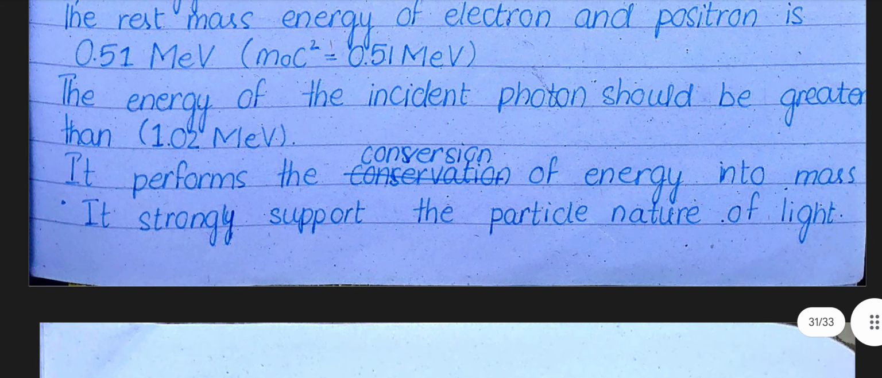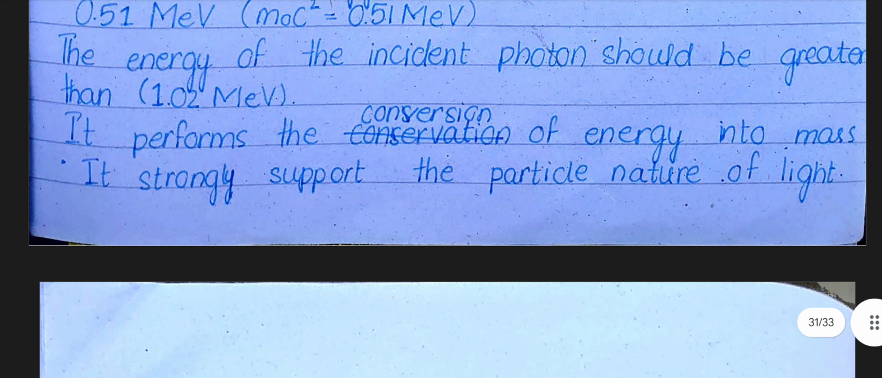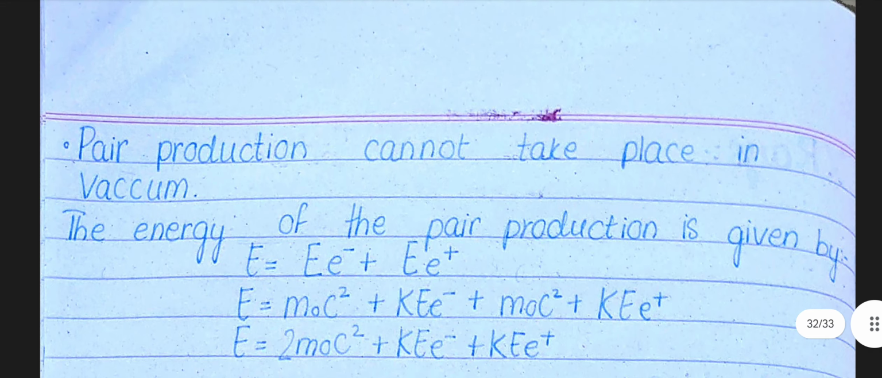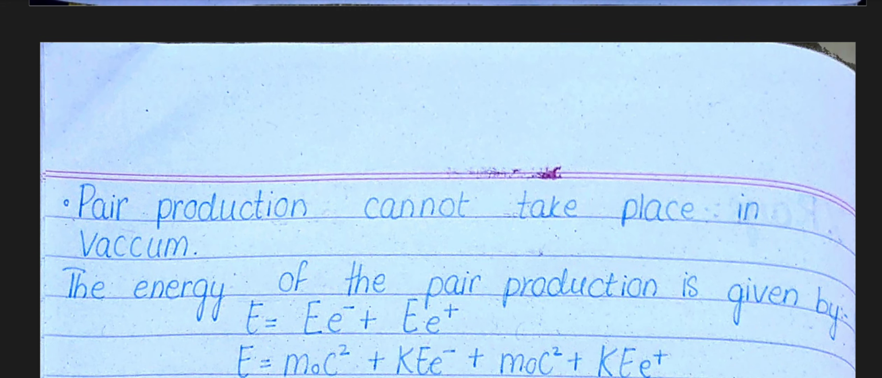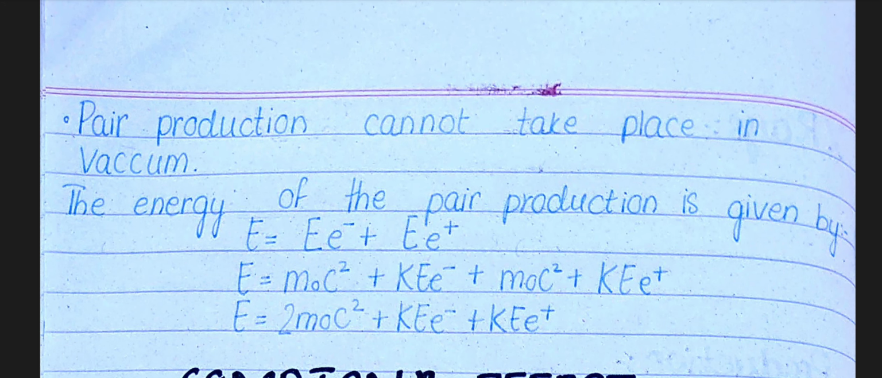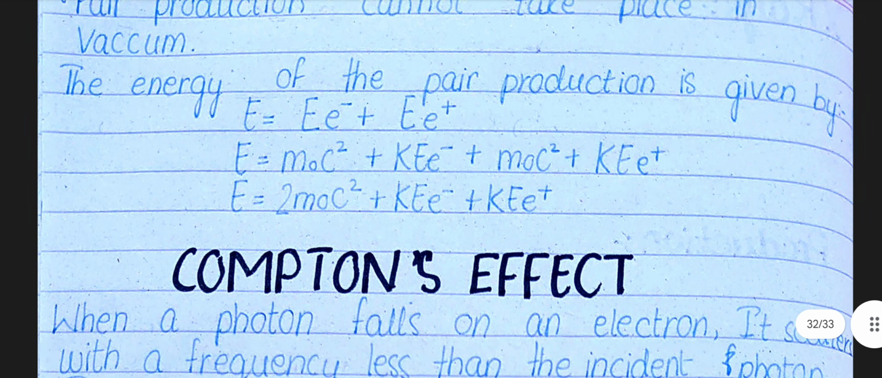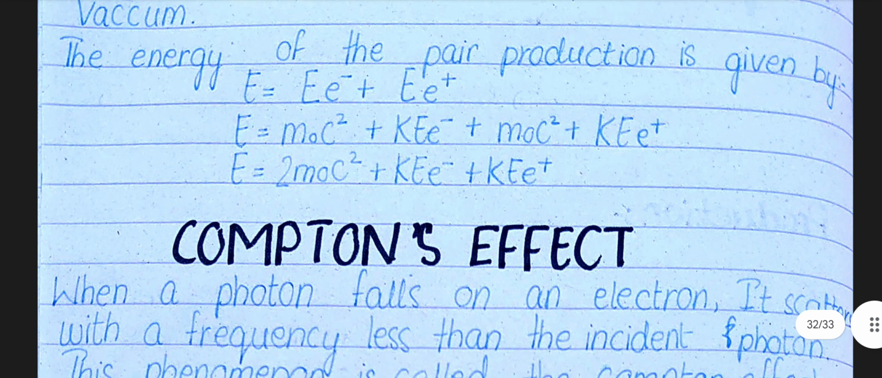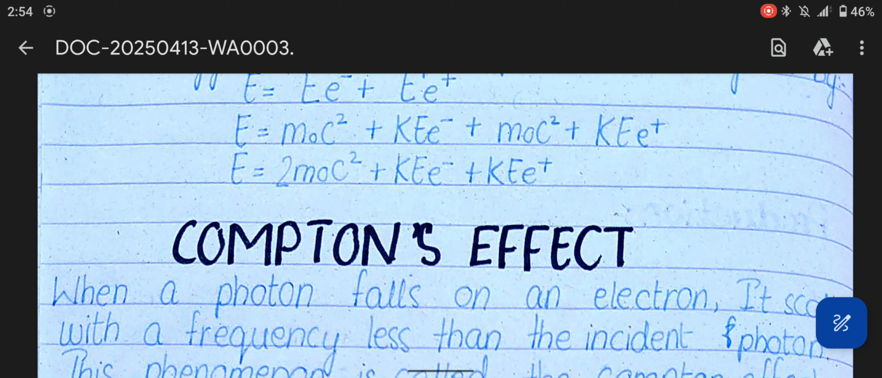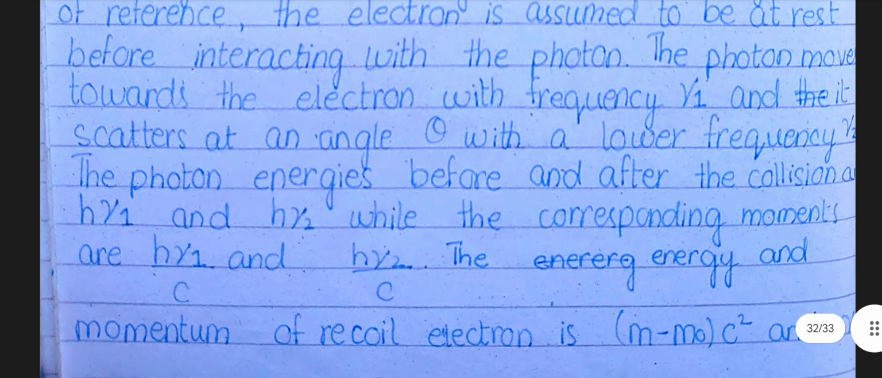It performs the conversion of energy into mass. It strongly supports the particle nature of light. Pair production cannot take place in vacuum. The energy of the pair production is given by E is equal to E minus plus E plus, which is m naught c square plus KE of electron minus plus m naught c square plus KE of positron, so E is equal to 2 m naught c square plus KE electron minus plus KE electron plus.